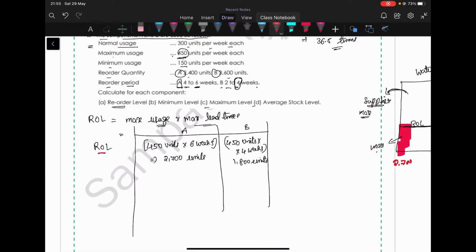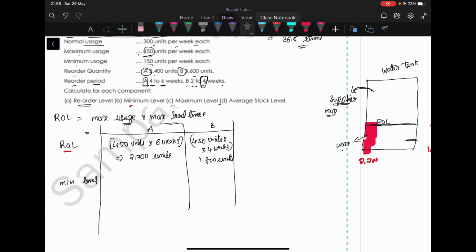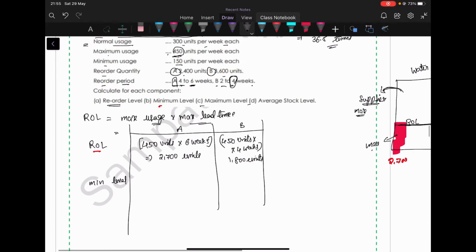Reorder level is done. Next one, minimum level. What is the minimum level formula? Minimum level, from the reorder level you remove normal consumption or normal usage into normal lead time. What does it mean?